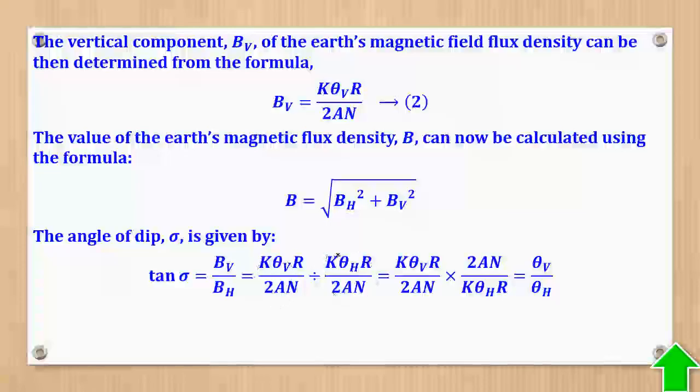So when I substitute, when it becomes multiplication, you get the reciprocal of this. So you realize that 2AN cancels. Then K goes away and R goes away. So we remain with theta V over theta H. So that means that there are two ways of getting the angle of dip, either using flux densities or using the divisions or deflections.